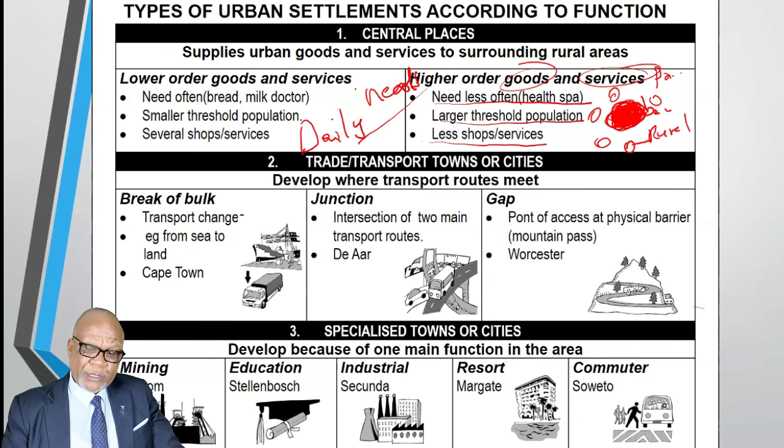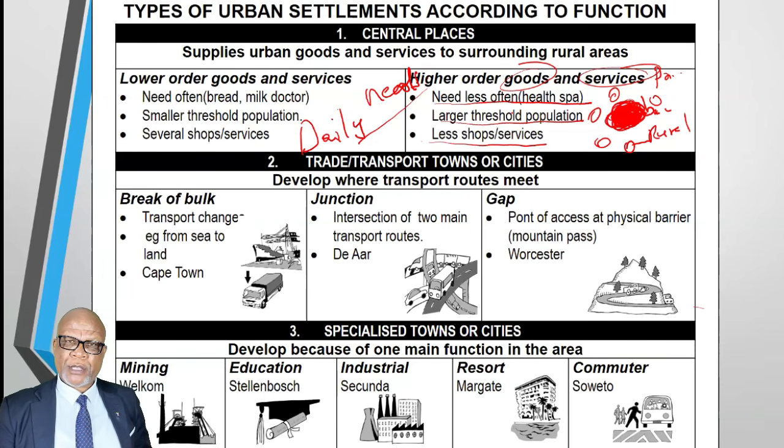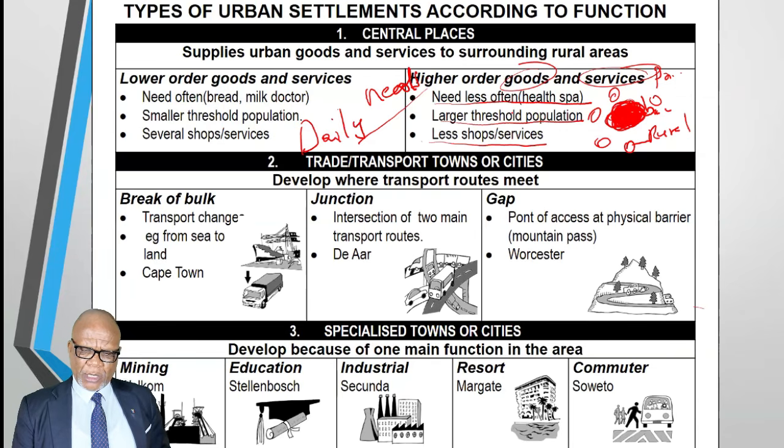Now, let's look at what we call types of settlements. First is central place. Under central place, you must check what we're talking about here. We're talking about order of goods and services, and then we're also talking about range. We look at all those other concepts. Let's continue with types of settlements. Here we have what we call trade and transport towns or cities.